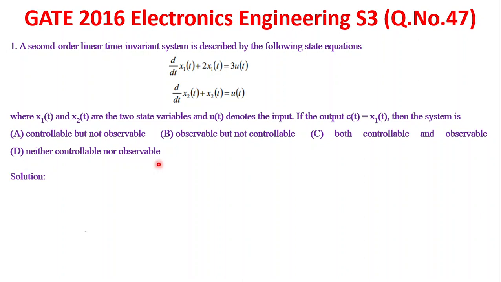Therefore, this question expects us to check whether the system is controllable and observable. Therefore, we have to find out the controllability matrix and the observability matrix, and then find out the rank of the two matrices. If the rank of the two matrices is equal to the order of the system, then the system is controllable and observable. Anyway, we will work it out and check.